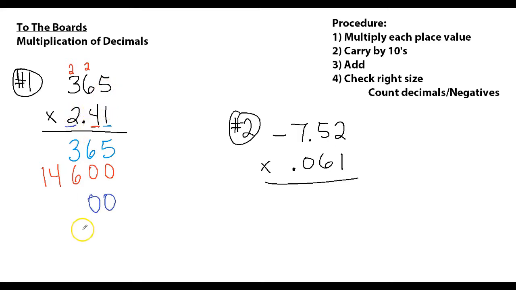2 times 5 is 10. Carry the 1. 2 times 6 is 12, plus 1 more is 13. Carry the 1. And 2 times 3 is 6, plus 1 more is 7. Excellent. Our goal now is to add these values together. I'm going to add straight down.